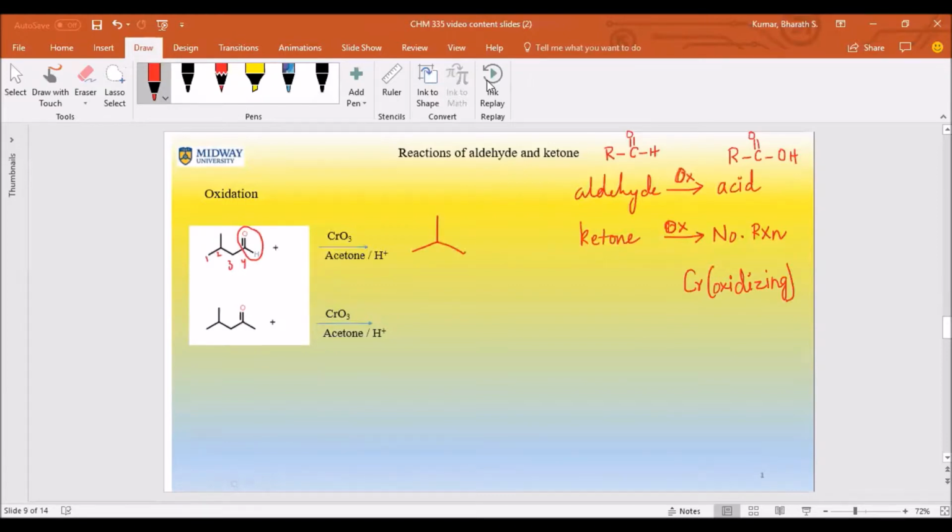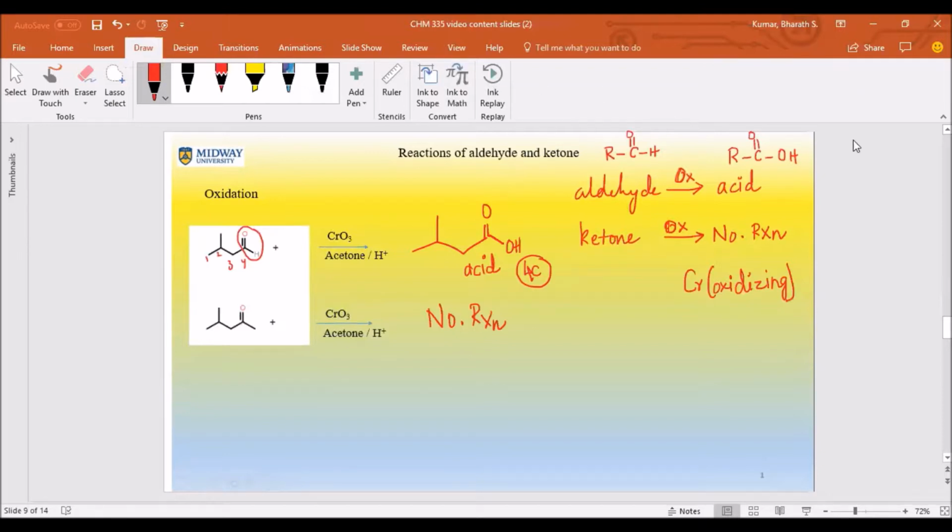So all you have to do is replace the H with an OH. It's just that simple. Now we have an acid. So we went from an aldehyde to an acid. Here we have a ketone because this is a methyl group, so there is no reaction. When you go from an aldehyde to an acid, you cannot change the number of carbons. The number of carbons has to stay the same. Here we have 4 carbons, here also we have 4 carbons.